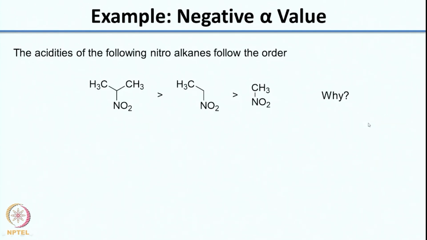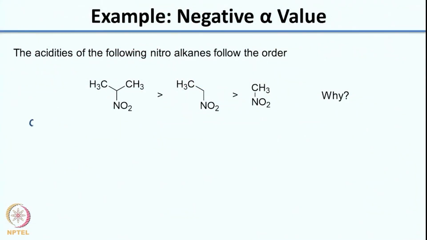I had told you we would look at an example of a negative alpha value. So, shown on your screen are 3 different acids. These are nitroalkanes. What you see on your screen is that 2-nitropropane is more acidic than nitroethane, which is more acidic than nitromethane. So, what I want you to think about is why this order of acidities. You can press the pause button and think about it.